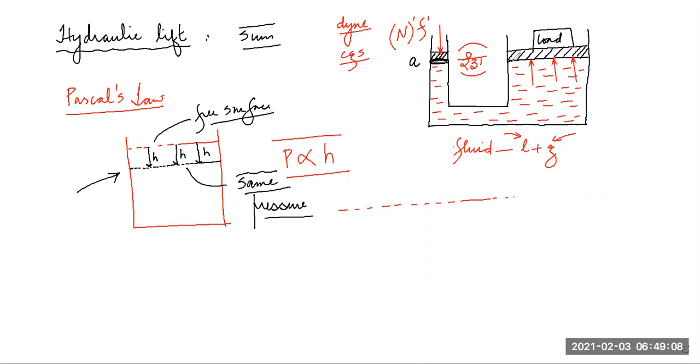The area of cross section on this end of the lift is more. Let's say that is big A. Normally, students, the ratio big A divided by small a is of the order of 1000 or 100. Let's say this ratio is 100.